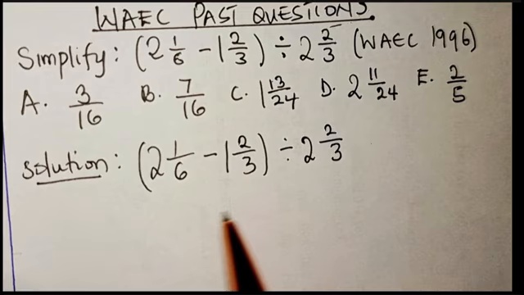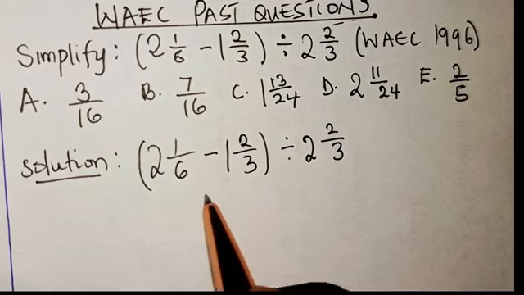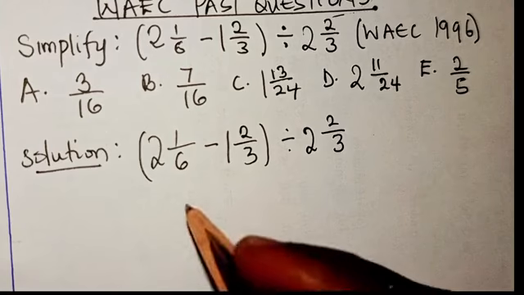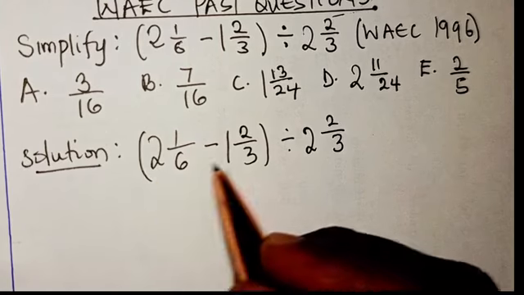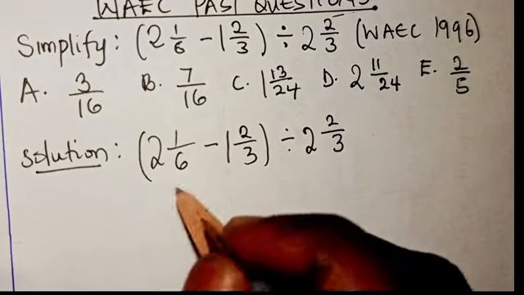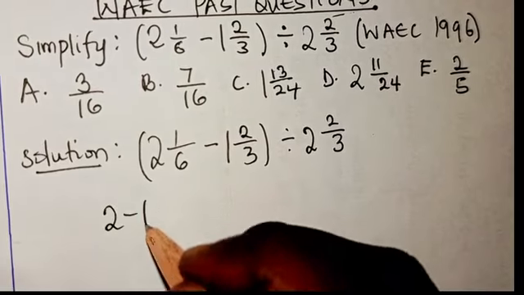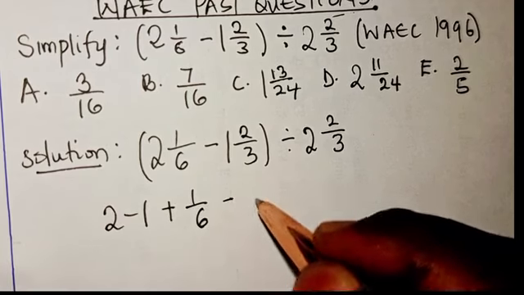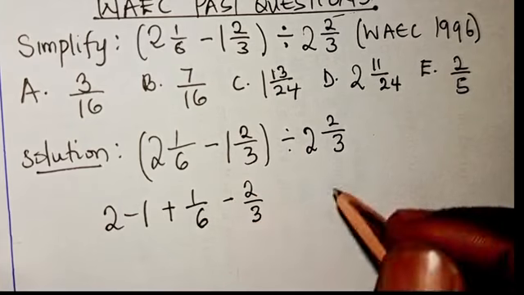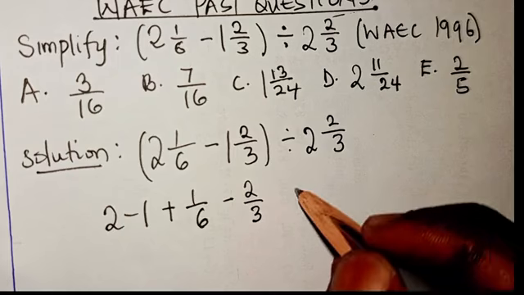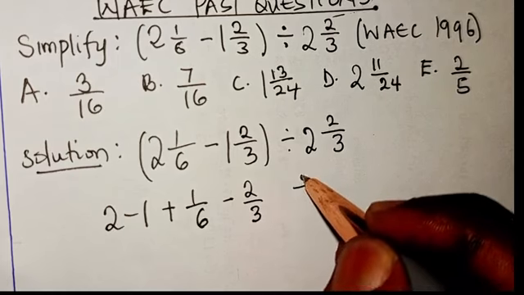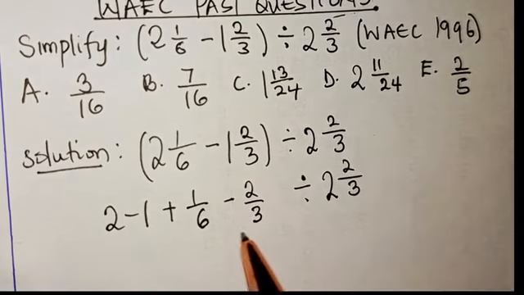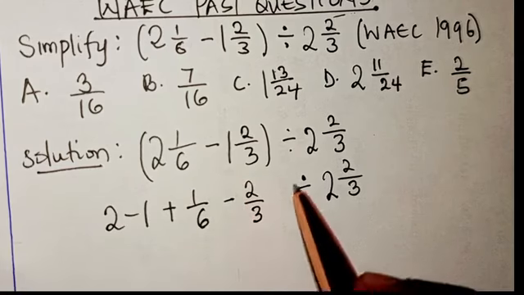Pause the video, solve it, and come back to watch. So now if you want to solve this, we need to simplify inside the parentheses, that is the bracket, first. And it's simple. We have the whole number here, we have a whole number here. So what we need to do is bring the whole numbers together: 2 minus 1, then 1 over 6 minus 2 over 3. Before the division, we have this one here divided by 2 over 3. So let's solve this one first before we even tamper with this.